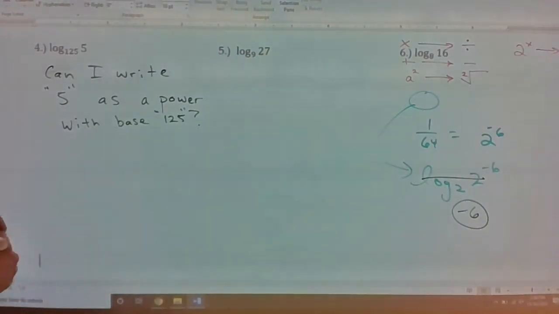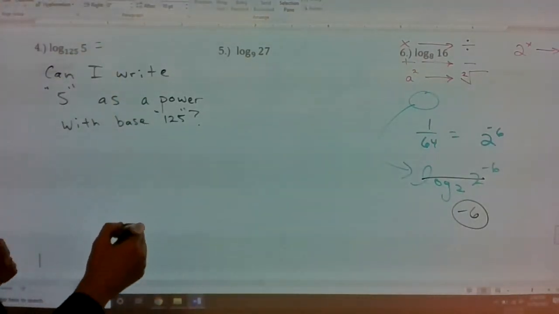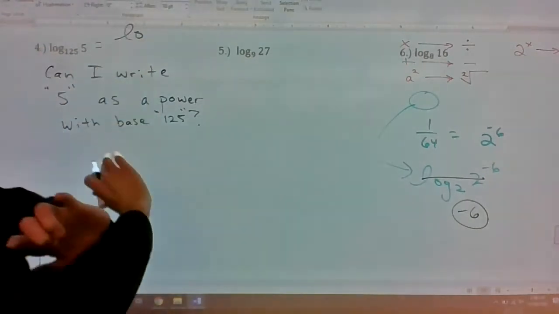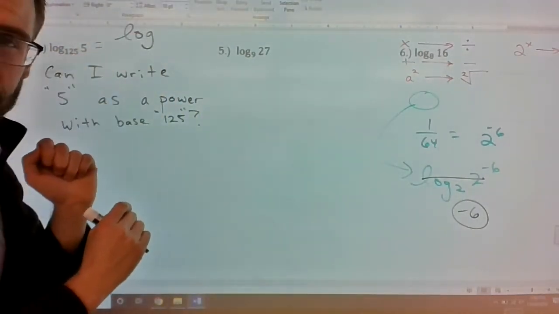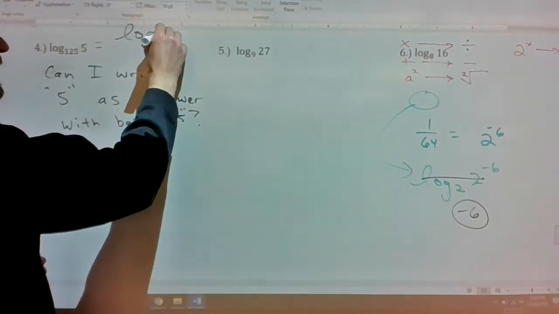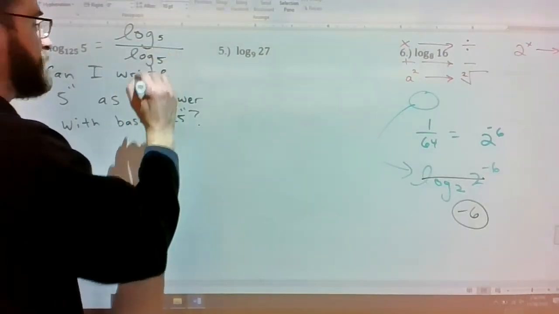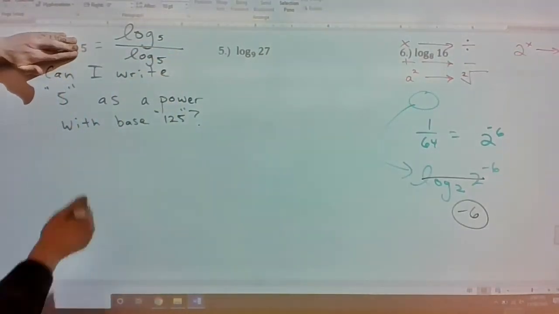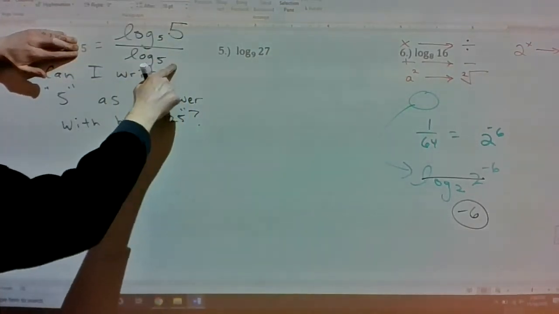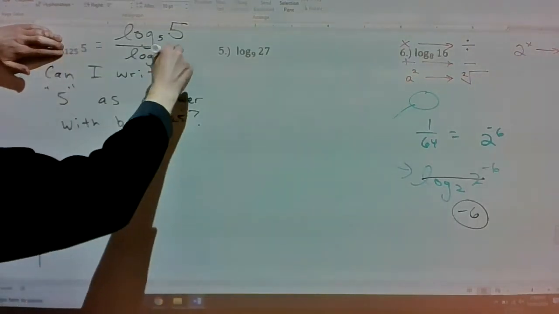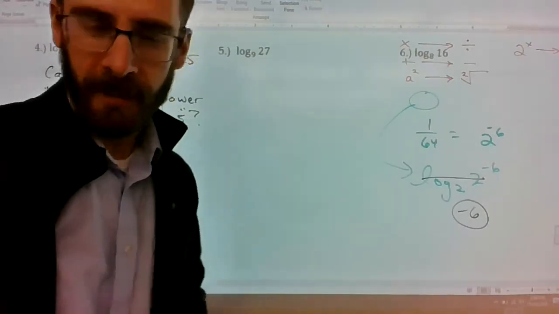Here's the change of base formula. If I'm dealing with wonky bases, I can rewrite this as log of any base I want. It seems like 5 is the magic number, so I'm going to go with 5. I can rewrite this as log base 5 of the exponential base divided by log base 5 of the logarithmic base. Yeah, that's called a change of base formula.